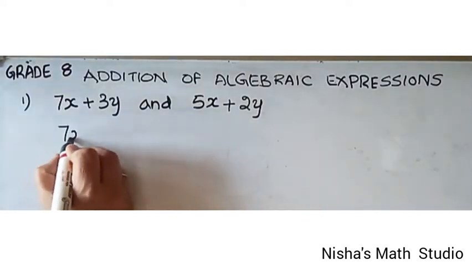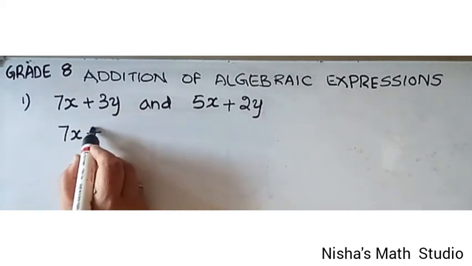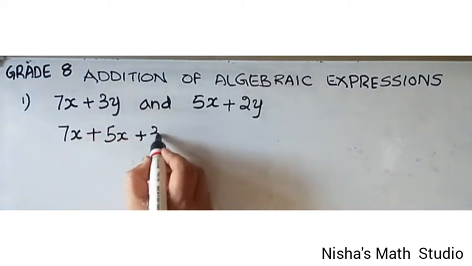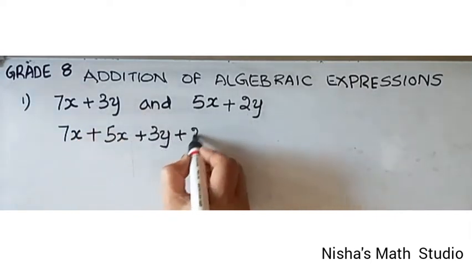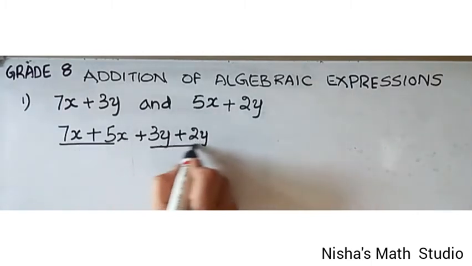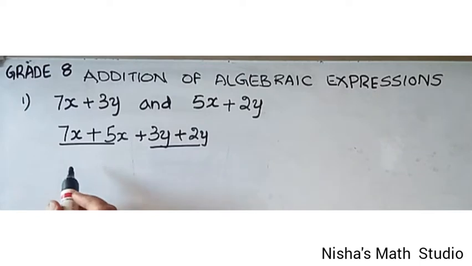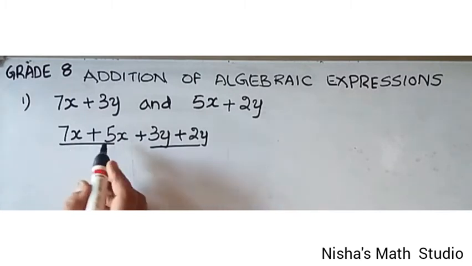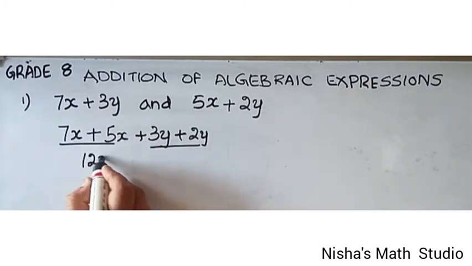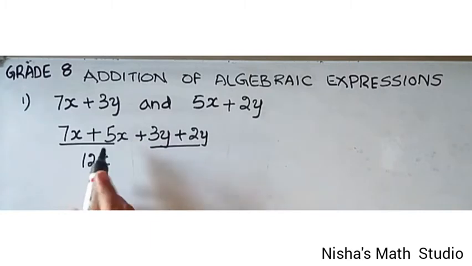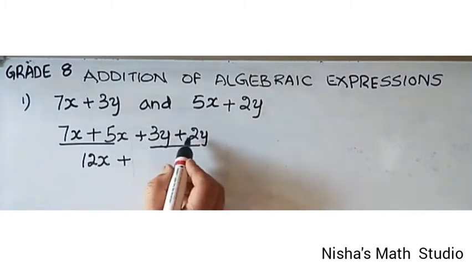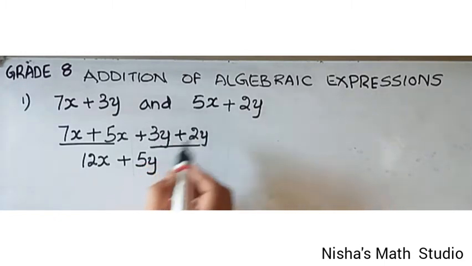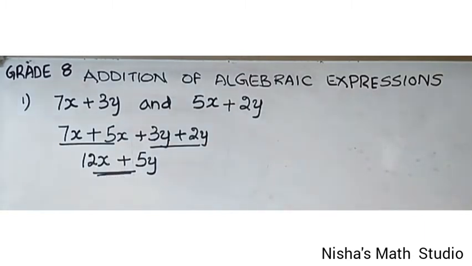So first let's write all the like terms together. 7x plus, here you have 5x which is the like term. Then here you have 3y plus here you have 2y. So these two are like terms, these two are like terms. How do we add the algebraic expression? We have to add only the numerical coefficient. 7 plus 5 will give you 12 and that variable to be written as it is. 7x plus 5x will give you 12x plus 3y plus 2y will give you 5y. How did you get this 5? Add the numbers, write the variable as it is. So this is the answer.